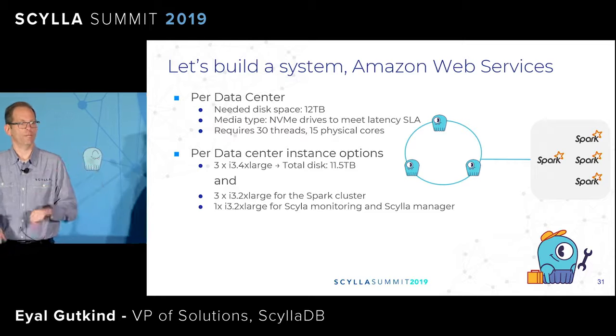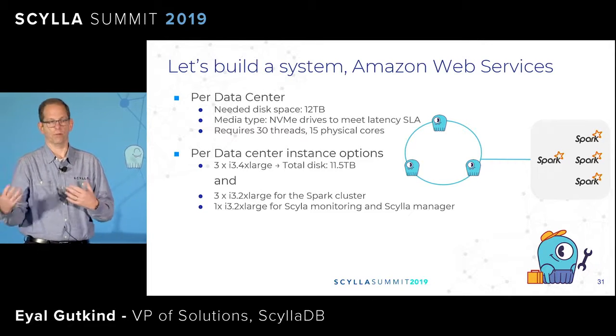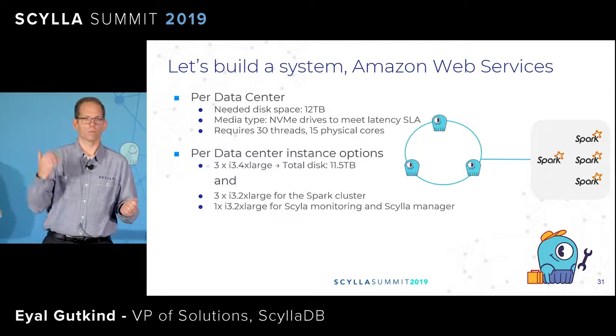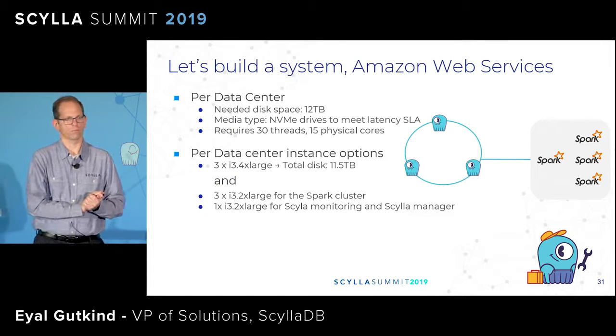And we need 30 threads. 30 threads means that I need 15 physical CPUs. Remember, we had a 150,000 transactions per second requirement. So with 15 physical CPUs, that translates to i3.4xlarges.